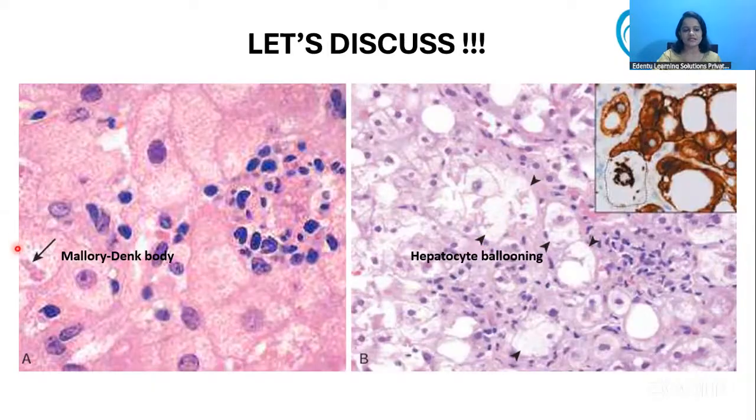Next, these specialized bodies are mainly seen in steatohepatitis, mainly the Mallory-Denk bodies. These are commonly seen in both alcoholic and non-alcoholic liver diseases, but most prominently in the alcoholic types. So Mallory-Denk bodies and hepatocyte ballooning are the usually seen histopathological features of steatohepatitis, whether alcoholic or non-alcoholic.